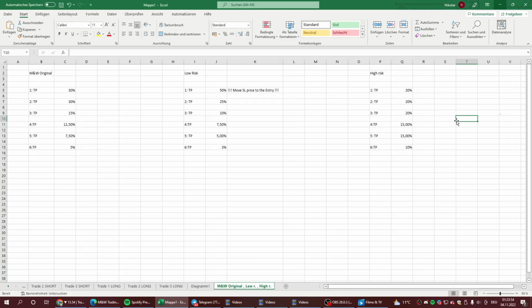The last variation is the high risk variation. All you have to do is exactly the same as in the M&W original, but you have to change the percentages.